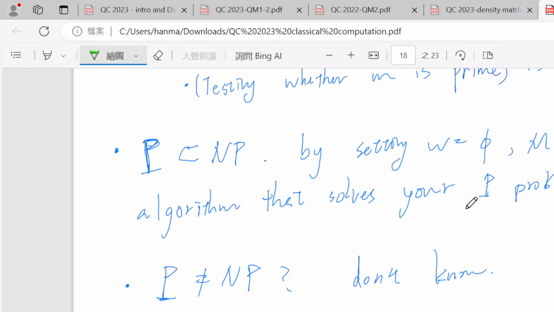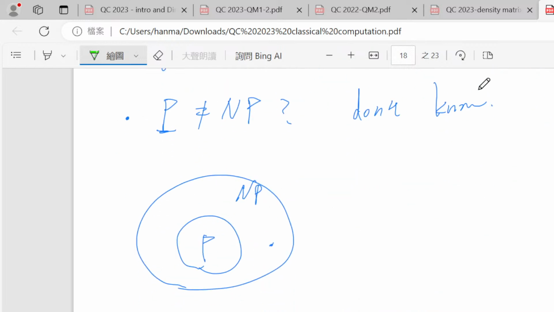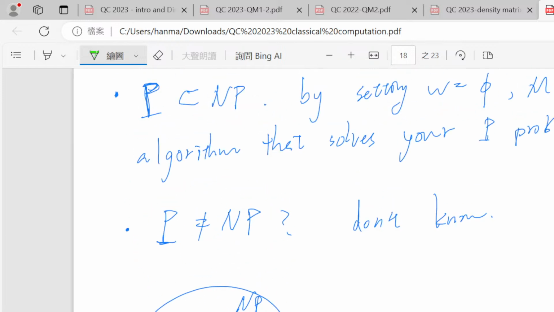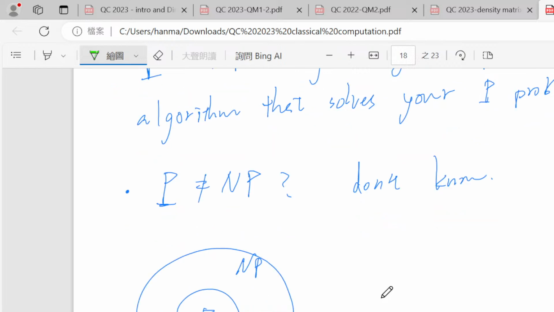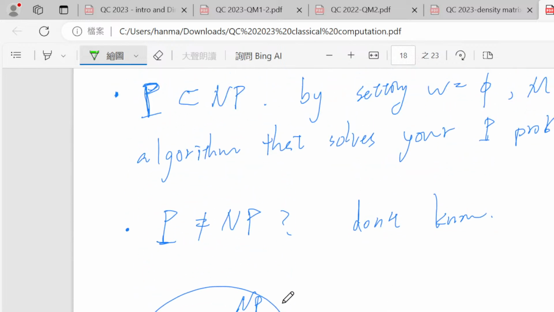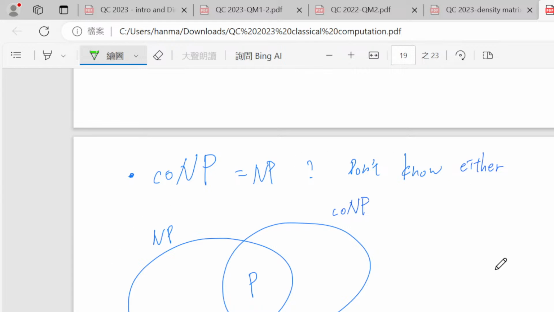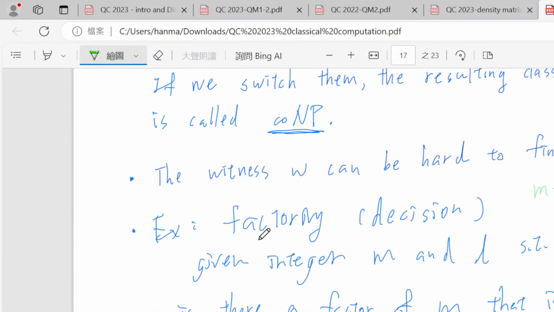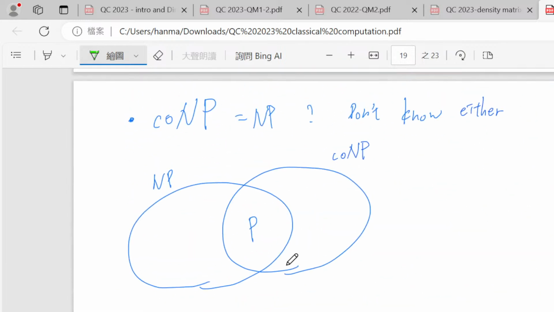Okay, so P in NP is trivial, but whether P is not equal to NP is a question that a lot of people have spent a lot of time studying. This problem really asks: is there something between NP and P? Is there some problem that's easy to verify but hard to actually compute? That's one of the central problems in computer science. And also, as we said, there is co-NP, where you flip the yes and no, and it's actually a different class.